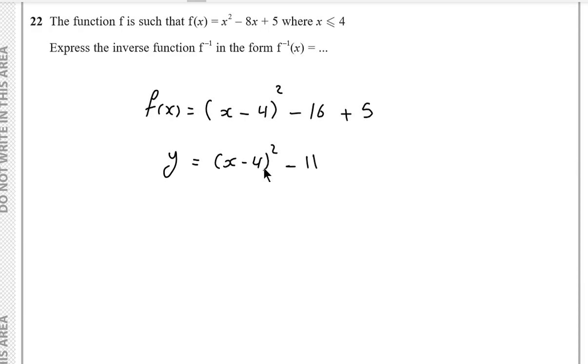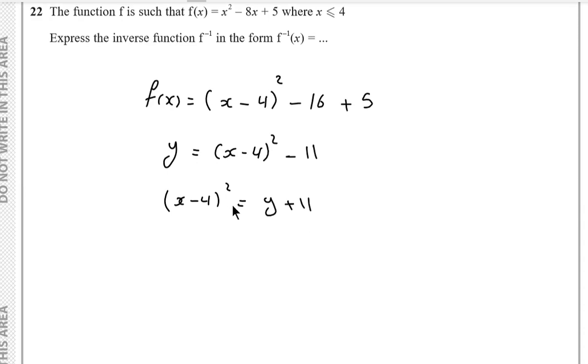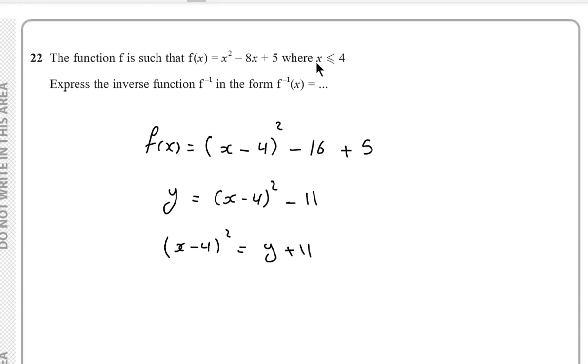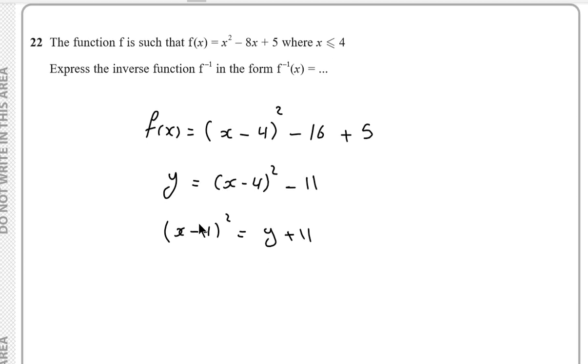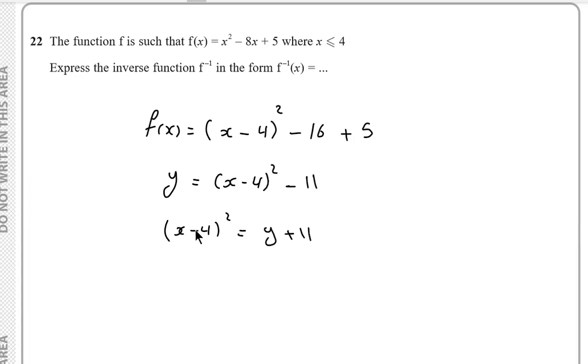And then we can change x with y, or we can make x the subject. It's the same thing. Try to make x the subject now, okay? I will write x minus 4 all squared is equal to y plus 11, and then take the square root, but don't forget that x is less than or equal to 4. Do you know what this means?